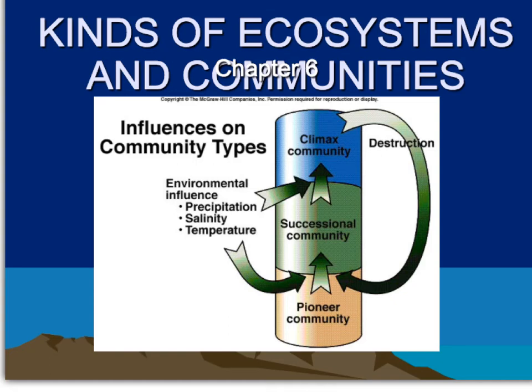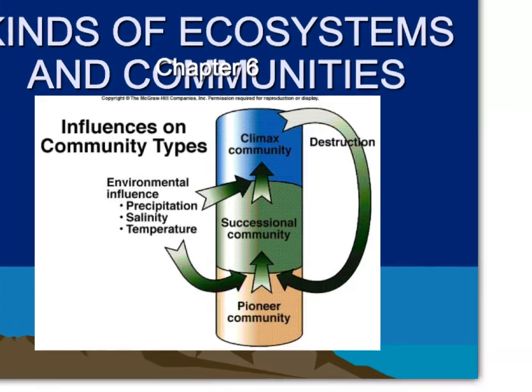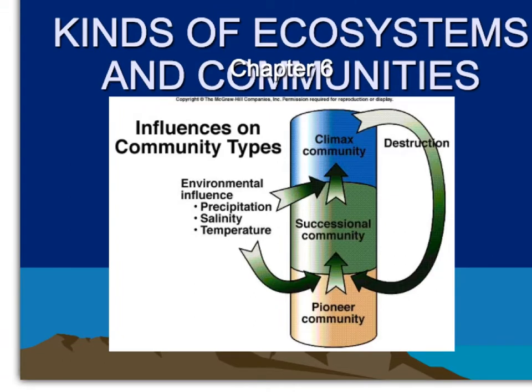All right, welcome to Chapter 6's video lecture. This is on ecosystems and communities. So we see pioneer community, successional community, and then leading to climax community.